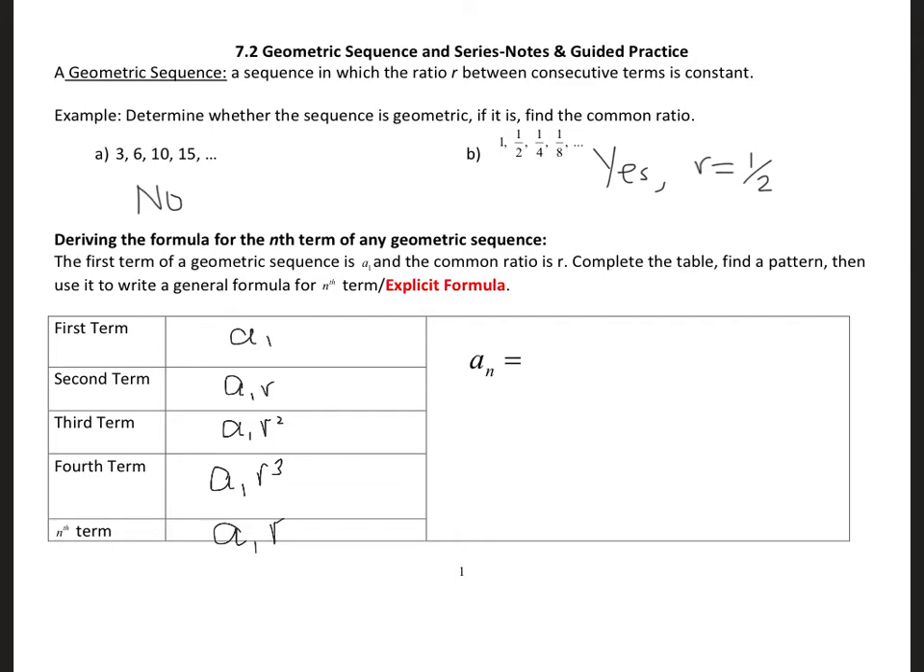But to get the ratio, if I consider n is 1, 2, 3, 4, the exponent of r is given as n minus 1. So the formula here, I can write it down: a subscript 1 times r to the n minus 1. So that's the formula we are going to keep using.